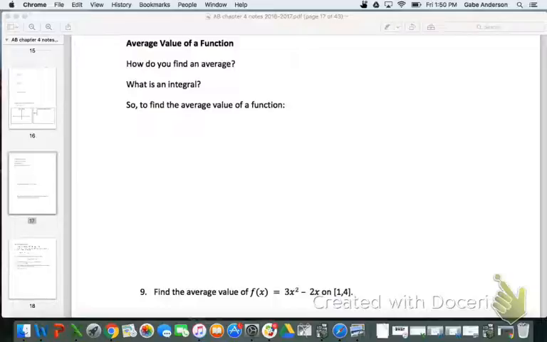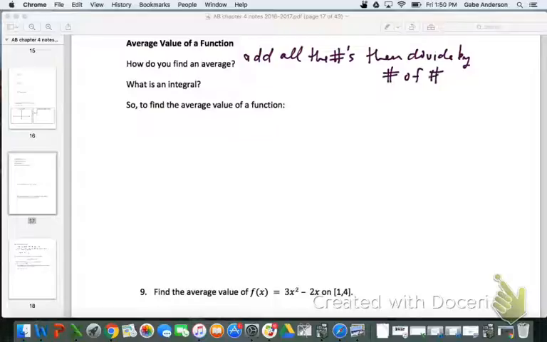I don't know when you first would have done this, maybe like 5th or 6th grade, but how do you find an average? That's right. Add up all the numbers, divide by the number of numbers. So let's actually write that down. How do you find an average? Add all the numbers, then divide by the number of numbers.